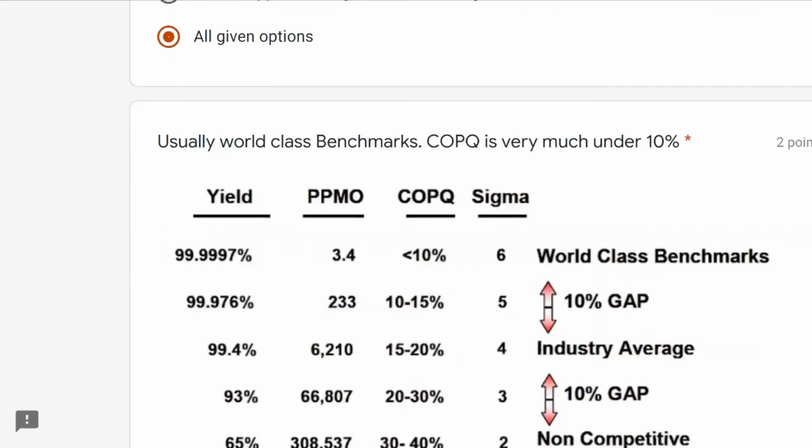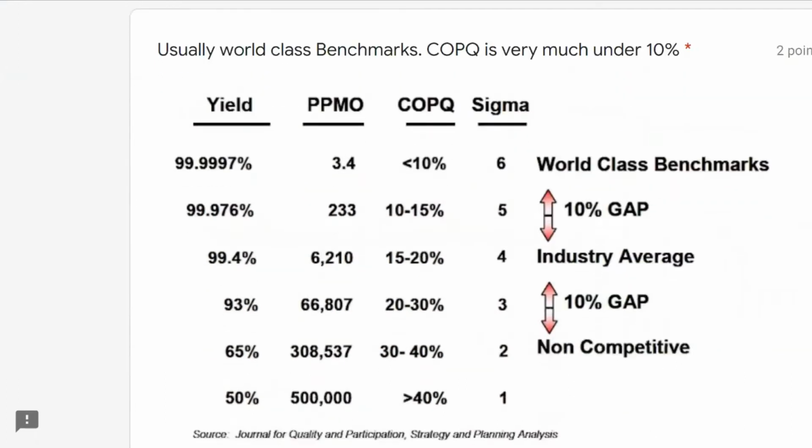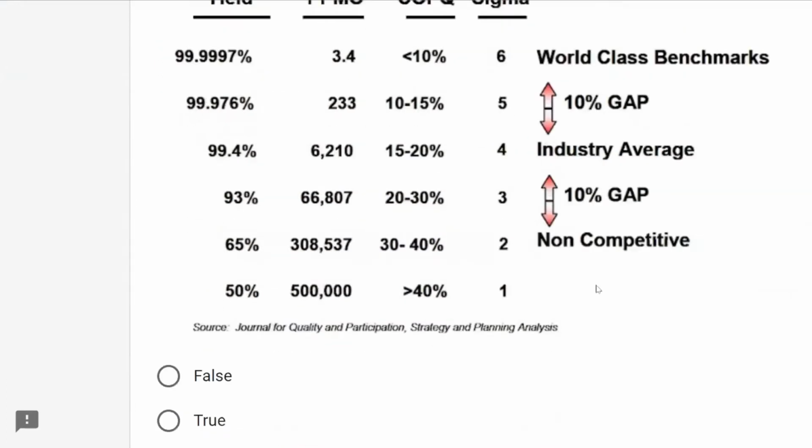So usually in world-class benchmarks, cost of poor quality is very much lesser, under 10%. True or false? This is the picture I have taken from the Journal for Quality and Participation, and the source is from this. The credit goes to them. So it's true.